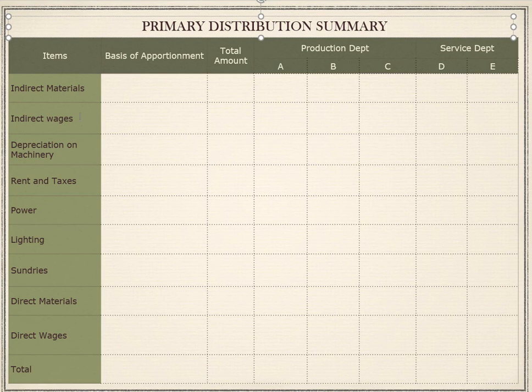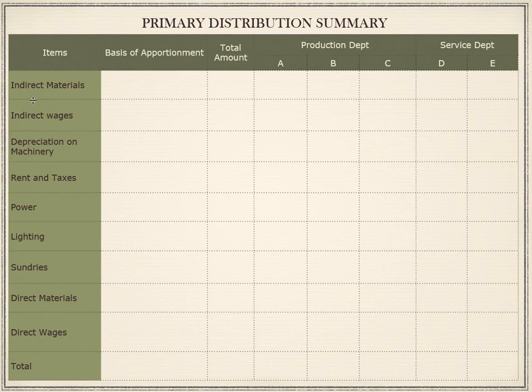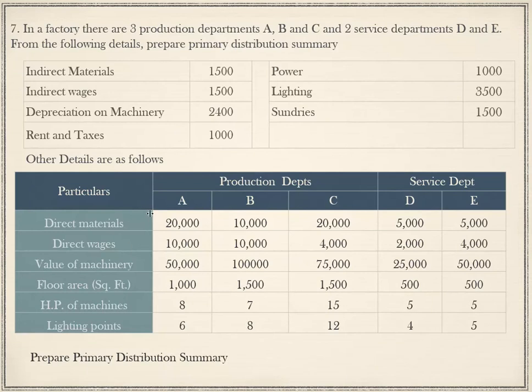So for my reference, I already prepared the list of all the expenses which is given in the problem. Let us go back. What is the first expense? It is indirect material, the amount is 1500. Let us go back to the question. The basis for this is direct materials.